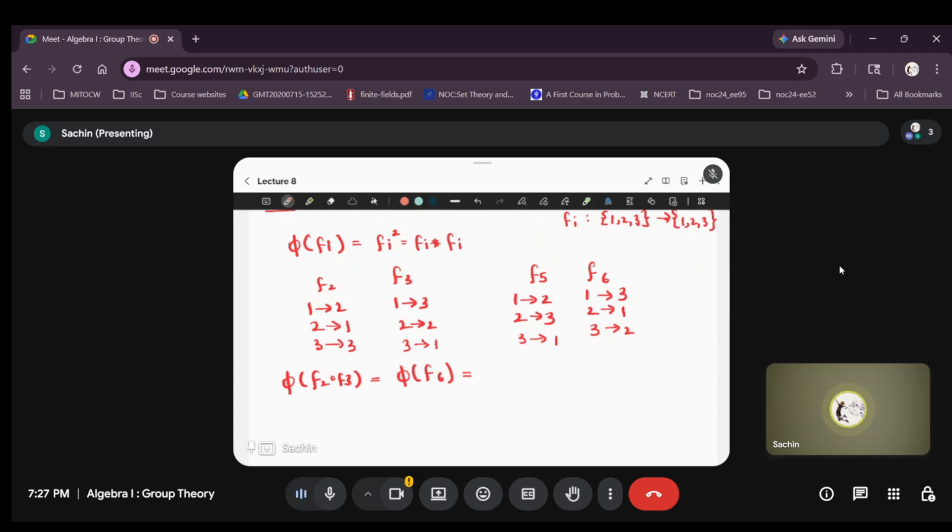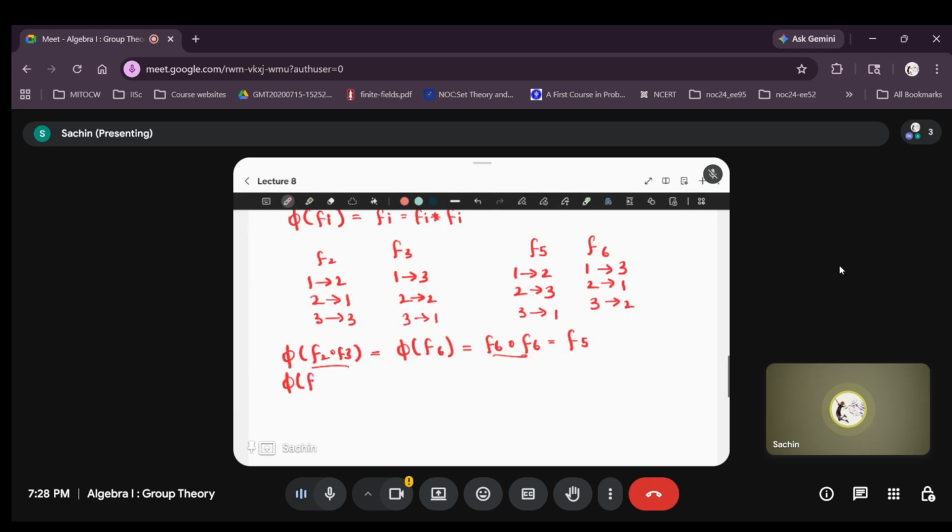Phi of F6 is F6 times F6, which is F5. So here the times is also function composition because the homomorphism is from S3 to S3, and both are S3, so the operation is simply function composition within and here outside also.